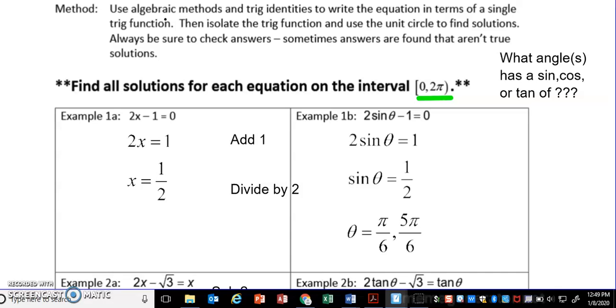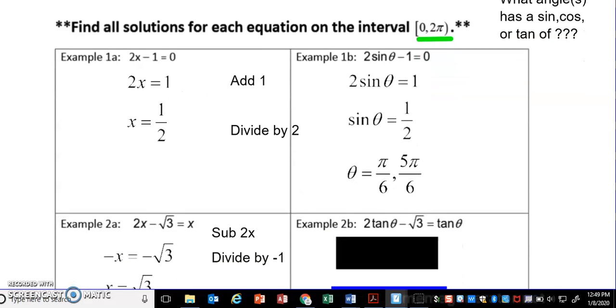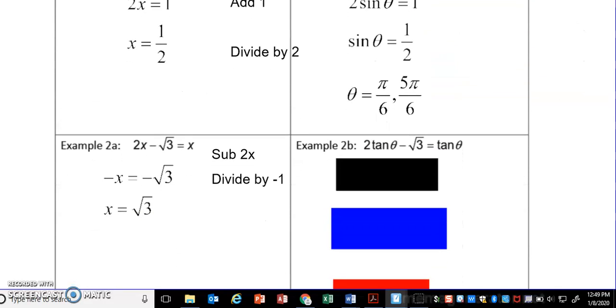So if we move on to example 2a, notice again, we're going to subtract 2x and get negative x equals negative square root of 3. Divide by negative 1, we get x is equal to the square root of 3. Now you could have subtracted x and added the square root of 3 and had gotten the same answer. But again, for example 2b, we're replacing x with the tangent of theta.